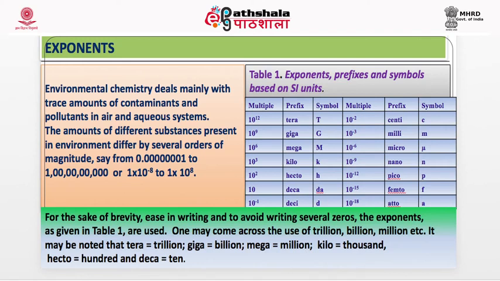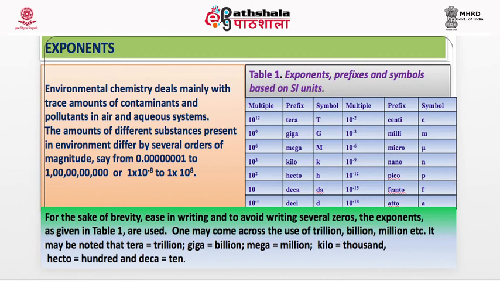A very important point is first the exponents. What is an exponent? Mathematically, an exponent is the number of times a number is multiplied by itself. For example, 2 is multiplied by itself 4 times, 2 into 2 into 2 into 2, and it becomes 2 to the power 4. Then 2 is called the base and 4 is called the exponent. So, the exponent is the power of the number.